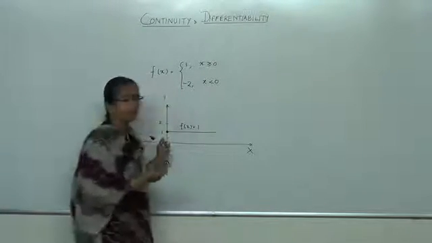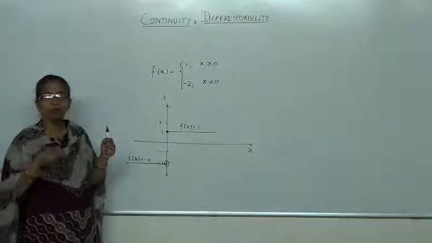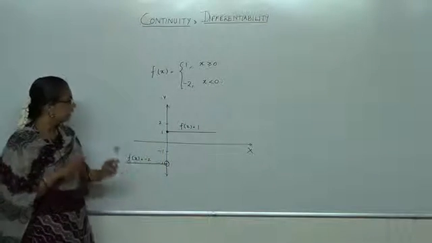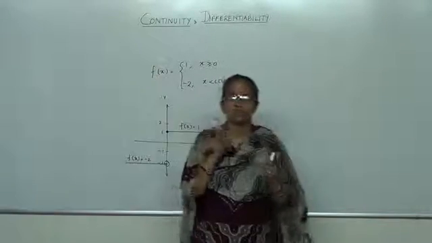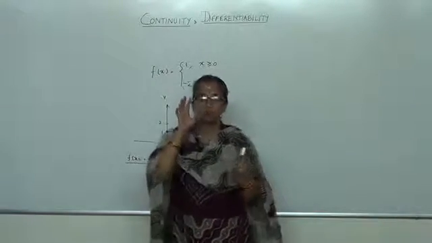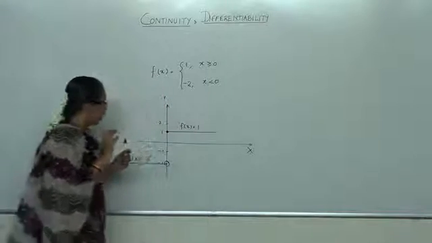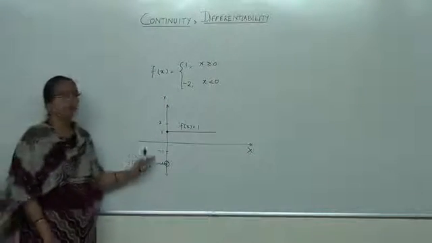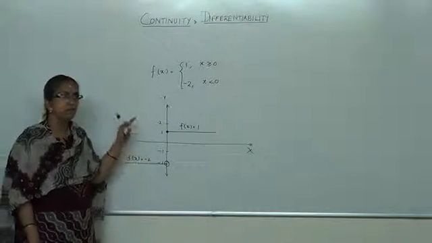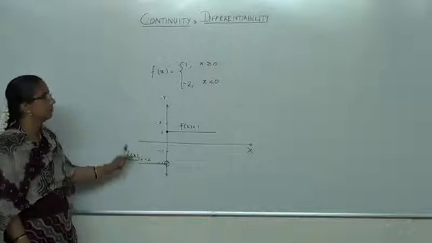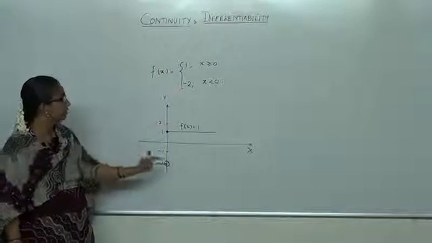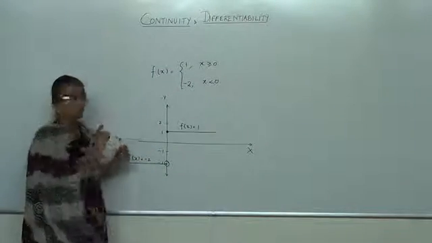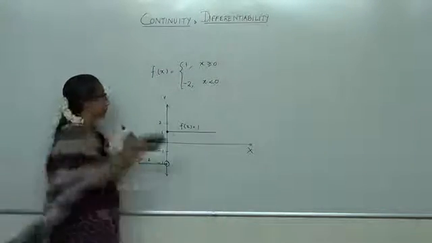So at a point x is equal to 0, if you want the function to be continuous, then the left hand limit and the right hand limit should coincide, which means that the limit of the function at that point must exist, and also the value of the function at that point should be equal to the limit of the function. So that is the definition for continuity. So I will write the definition for continuity right now.